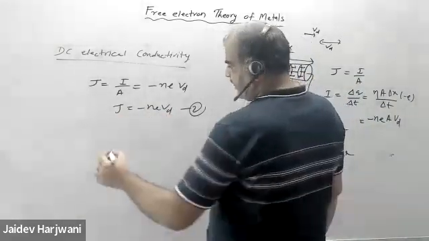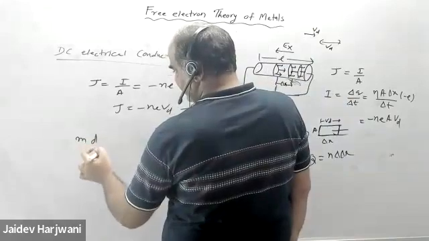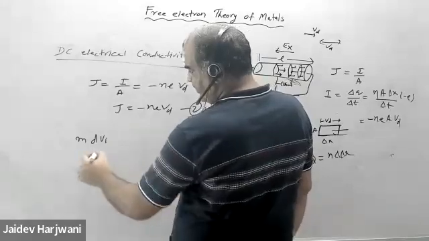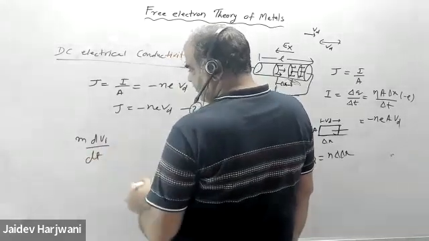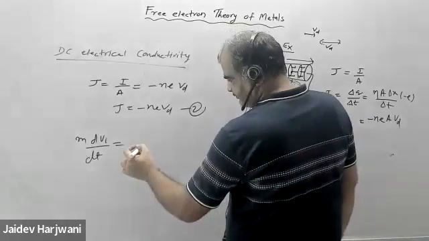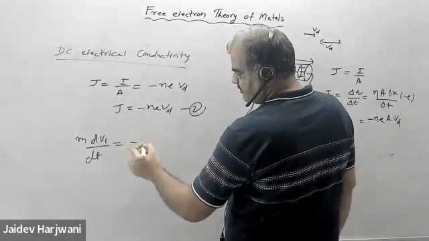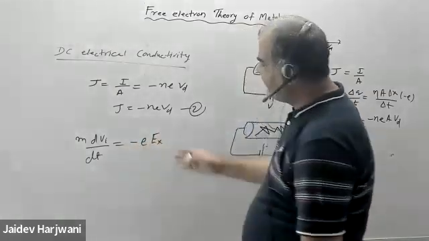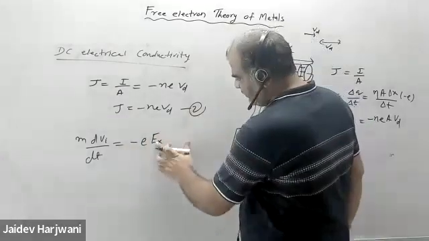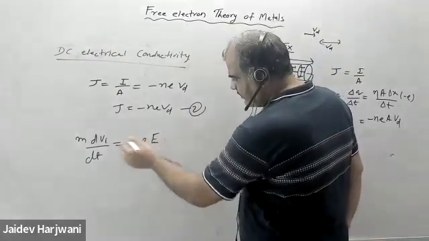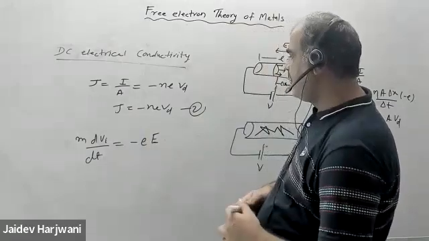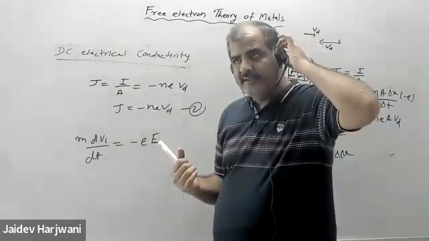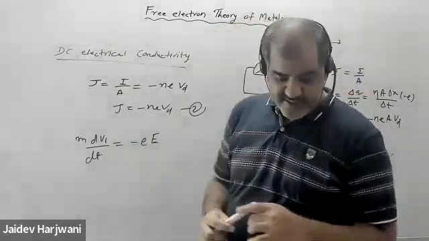For drift velocity, suppose I have a charge, an ith electron. I can write Newton's law: dv by dt will be equal to what? The force is the electric force, which is E. In one dimension you can simply write E in the x direction. Now I want to calculate Vi. So assume, one more assumption is there.